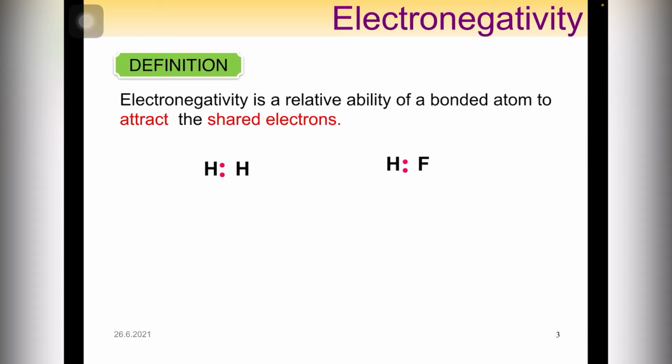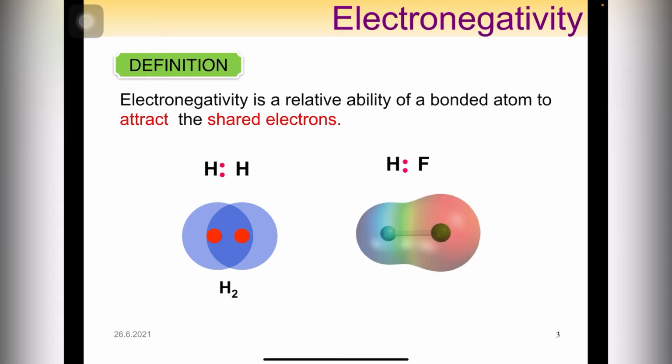So for the example here, we have two hydrogen atoms. In between these two hydrogen atoms, there are two dots representing the shared electrons. Same for the atoms of hydrogen and fluorine, there are two dots in between the hydrogen and fluorine, so that is the shared electrons. For the hydrogen molecule, because it is the same type of atom, we cannot see a difference in electronegativity between these two atoms.